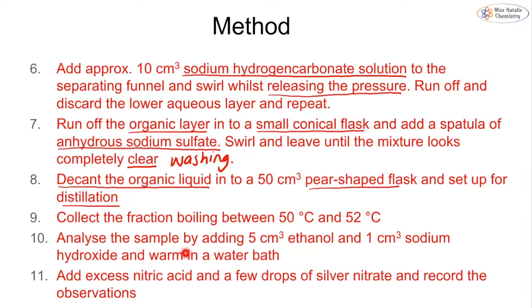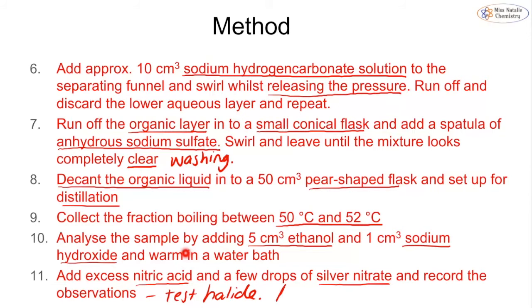We distill it using fractional distillation, and we want to collect the fraction that is between 50 to 52 degrees Celsius. And then we can analyse the sample by adding 5 centimetres cubed of ethanol and sodium hydroxide into a warm water bath, and then adding our nitric acid and our silver nitrate and record the observations. And that is making sure that we can test for our halide. Now, of course, we don't want to use our entire sample for that. We're just going to analyse a very small part of it, and we should see a precipitate being formed when we add the silver nitrate of our silver chloride.